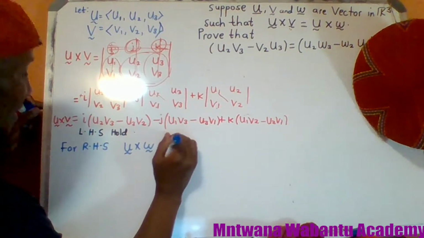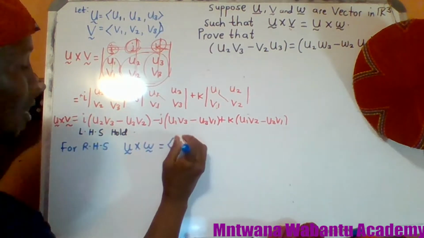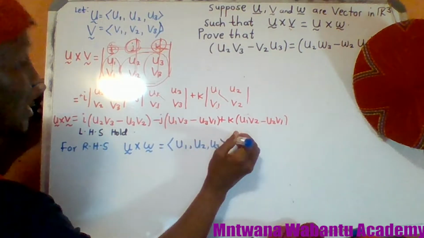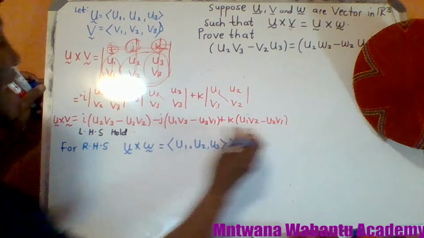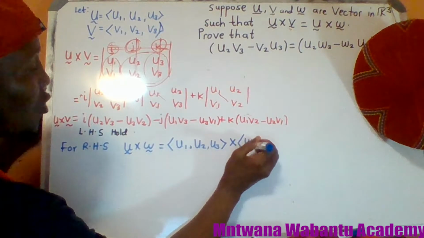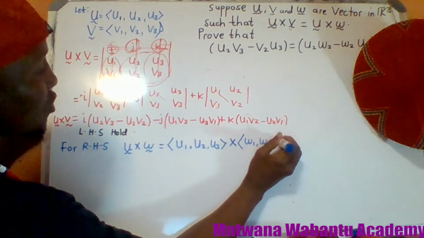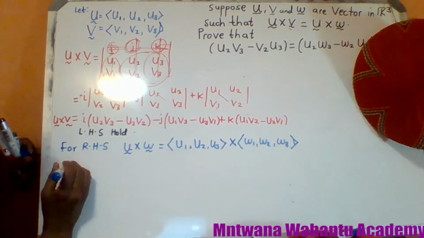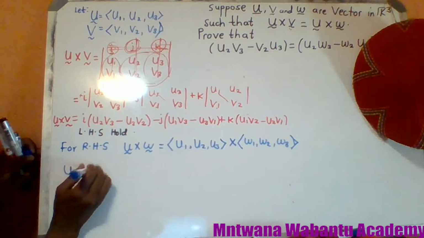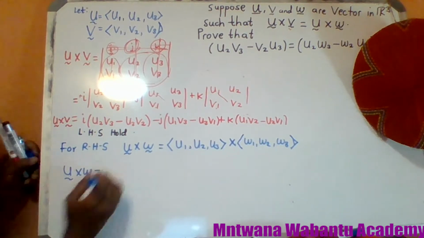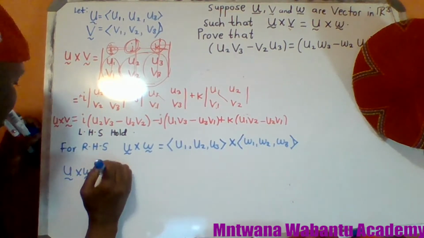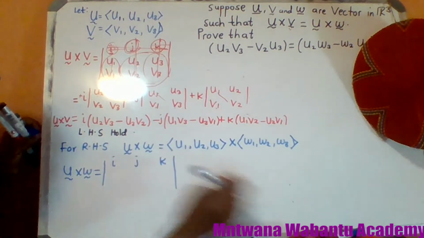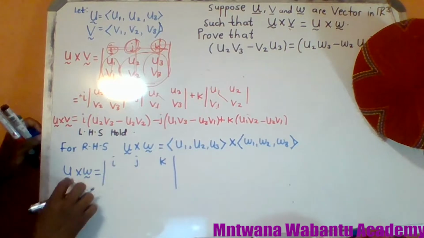Okay, now we're going to go for the right hand side. We're going to do the same thing. The right hand side is U cross W. So what does that mean? What is U? U is like U1, U2, U3, cross, like multiply, W. W is like W1, W2, W3.